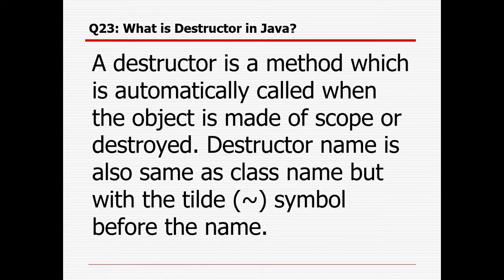What is a destructor in Java? A destructor is a method which is automatically called when the object goes out of scope or is destroyed. So whenever you are destroying any object, the destructor will be automatically called. The destructor name is the same as the class name, but with the tilde sign before the name. So it should be the same name as the class, but the tilde symbol should be there before the name.